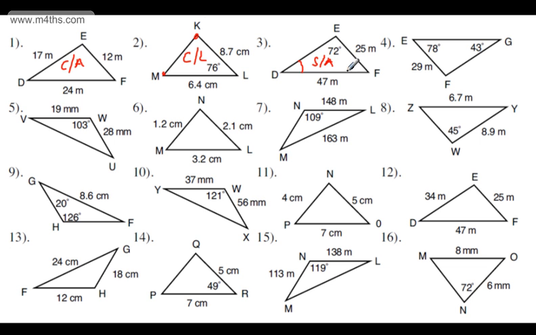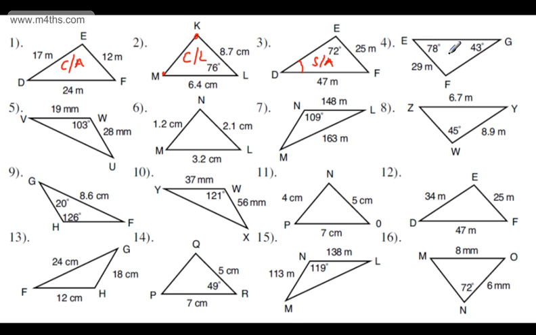We could say now that this angle right here, sine A over 25, will be equal to the sine of 72 over 47. If we wanted to find this one, we would simply subtract these two away once we found this angle from 180 degrees.